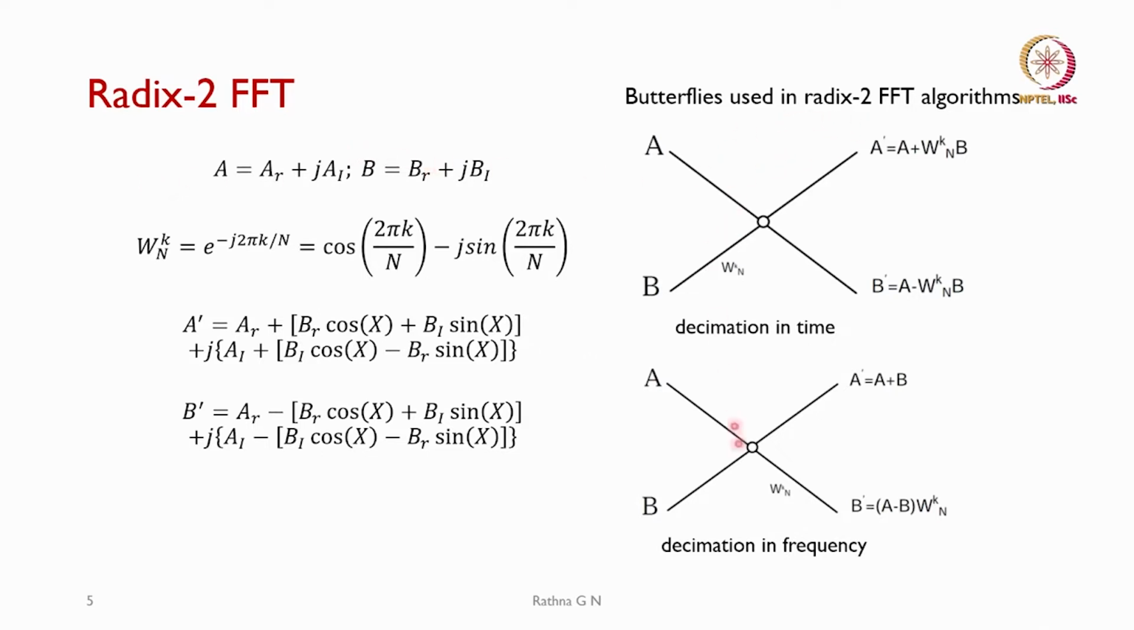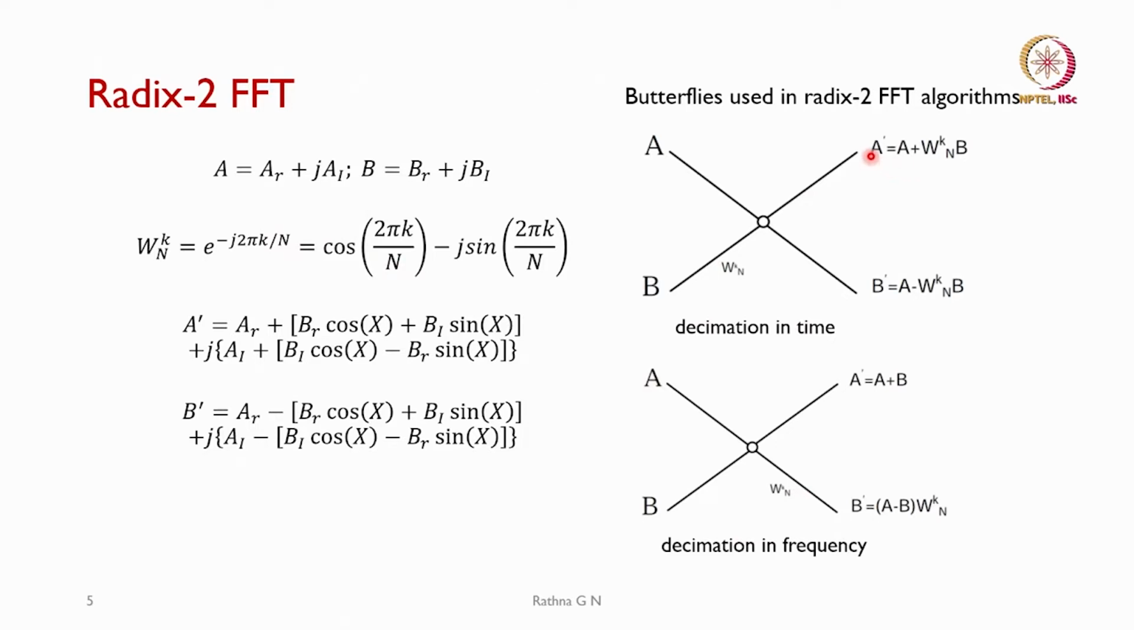There are two butterfly ways of representing it. One is decimation in time, which we will be looking at. Here your twiddle factors W_N^k are fed at the input, whereas in decimation in frequency, it is at the output that you feed them in. So both have the same concept, and then what is the output here?